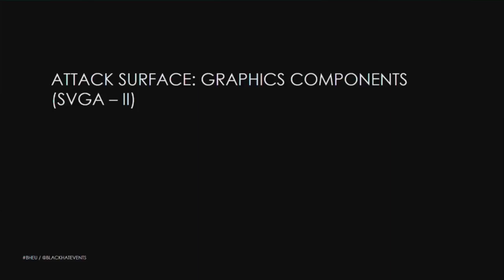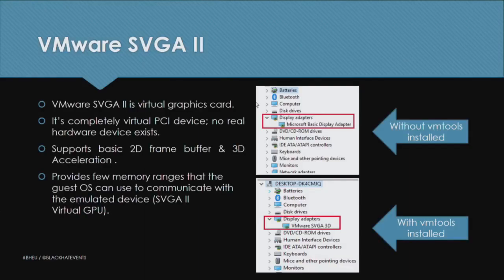Okay, thanks, Yakun. So now we are going to talk about the VMware Workstation graphics components that are susceptible to guest-to-host escape attacks. We have talked about VMware Tools before. If you install VMware Tools in the guest operating system, along with other components, it also installs a completely fake graphics card. Under Device Manager in any Windows guest, it can be seen as VMware SVGA 3D device. The special thing about this graphics card is there is no hardware actually existing for this device. So this is a completely fake graphics card.